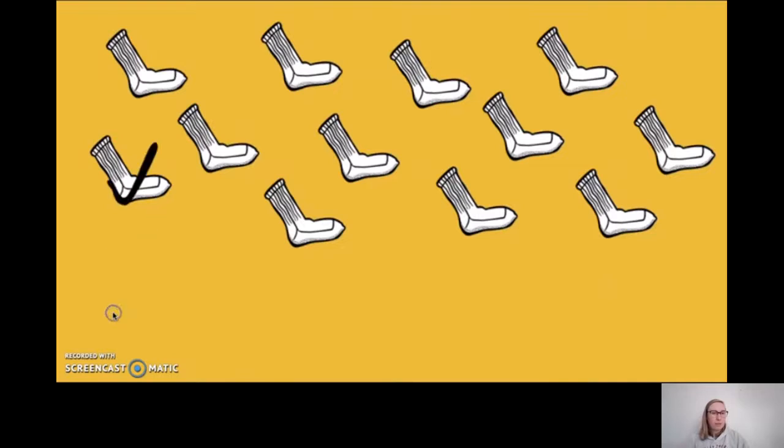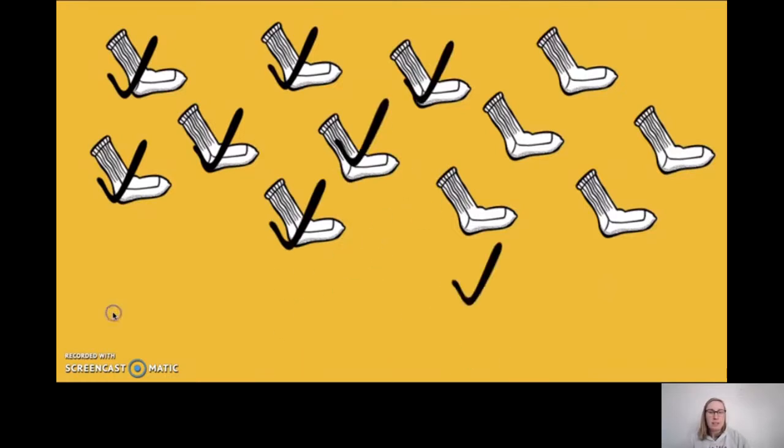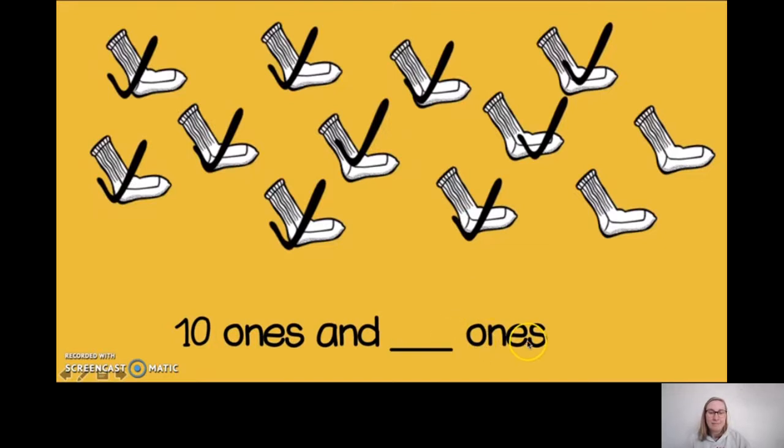Count with me, friend. 1, 2, 3, 4, 5, 6, 7, 8, 9, 10. All right, there's my group of 10, but oh, for Pete's sake, what about these socks? Wait, I know how to describe them. I could say 10 ones and blank ones. So I have 10 ones here in my group of 10s. How many ones do I have left over? Yeah, 2 ones. So I could say my white socks, in the group of white socks, I had 10 ones and 2 ones. Perfect.